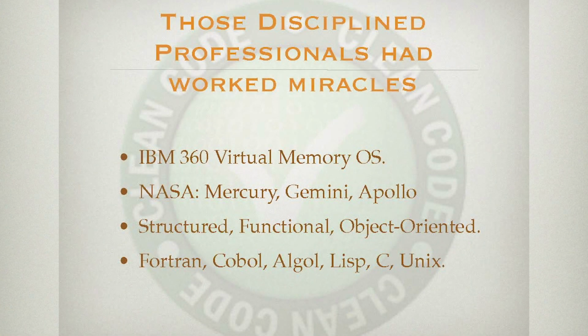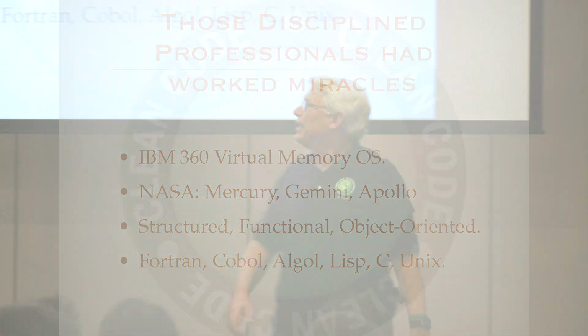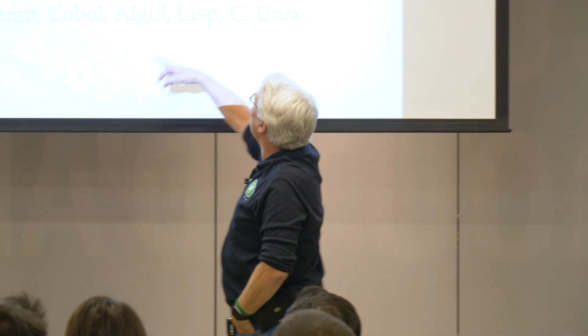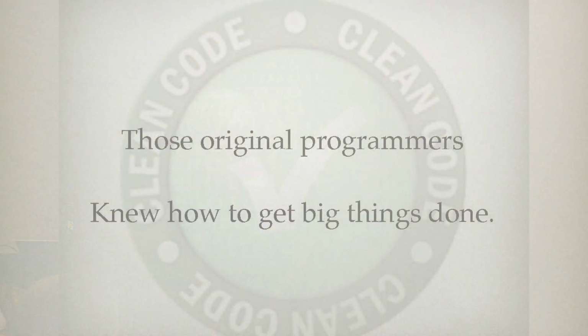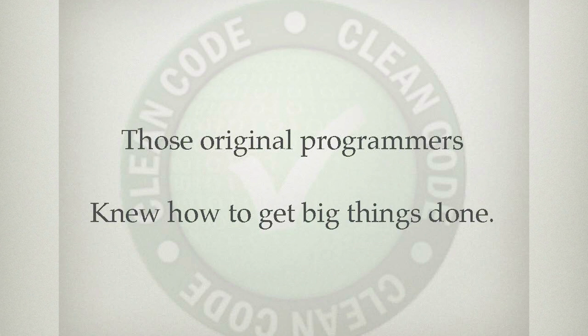And they did miracles. Those early programmers were the ones who built the IBM 360 virtual memory system and sent us to the moon and did Apollo and Gemini and came up with structured programming and functional programming and object-oriented programming. These are the folks who came up with Fortran and Cobol, Algol, Lisp, C, and Unix, all these things that you and I would depend upon now. That was done by those early programmers, the older ones, the disciplined ones, the mathematicians of ability, the original programmers who knew how to get big things done.